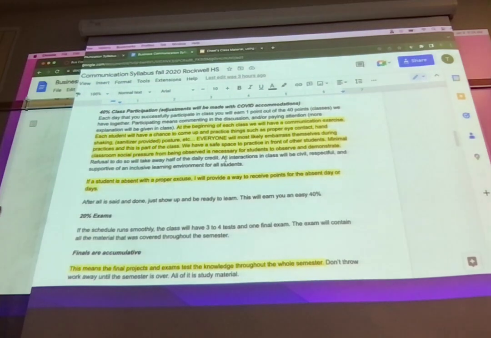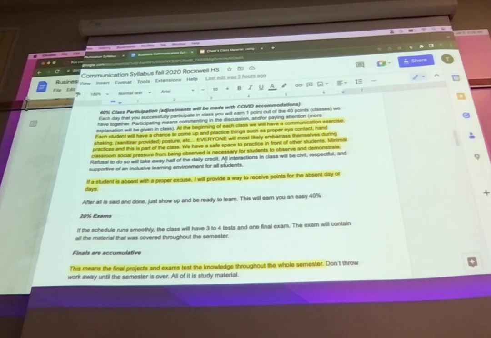At the beginning of each class, we will have a communication exercise. Each student will have a chance to come up and practice things such as eye contact, handshaking, sanitizer provided, posture, etc. Everyone will most likely embarrass themselves in this part of the class. We have a safe space to practice in front of other students. Minimal classroom social pressure from being observed is necessary for students to observe and demonstrate.